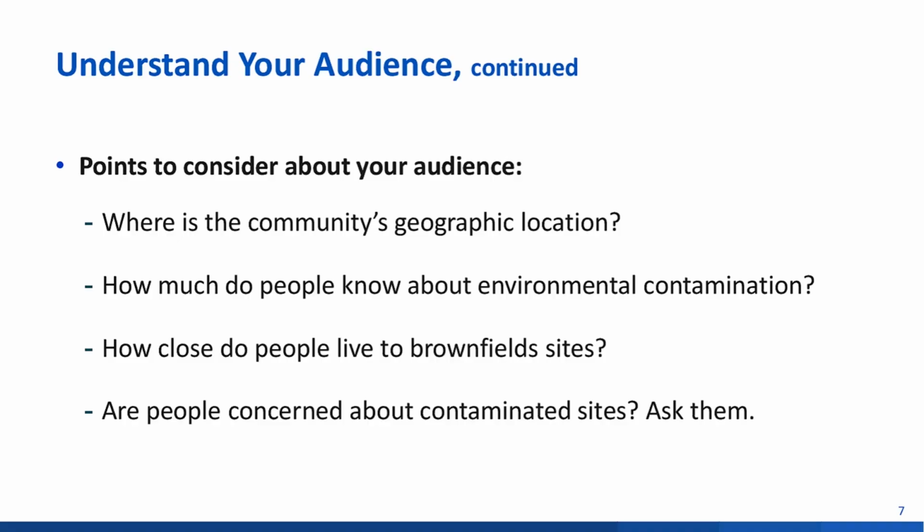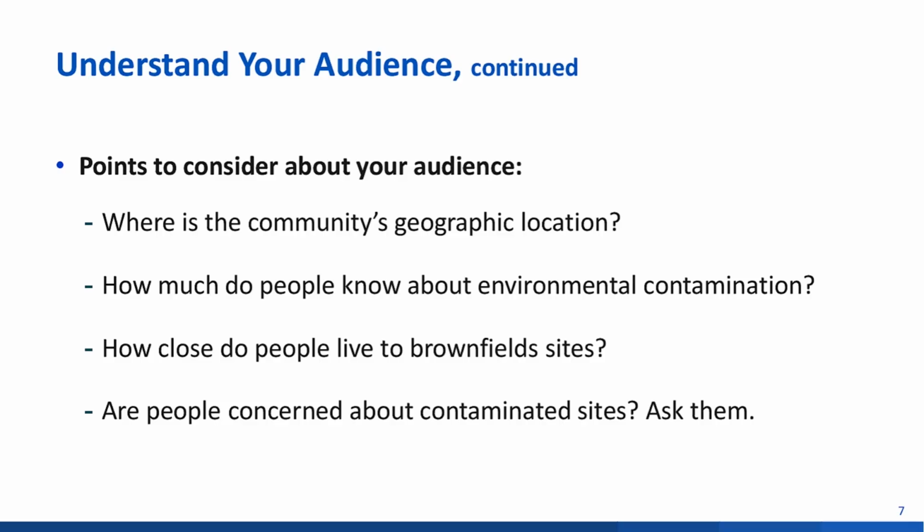Other points to consider when providing risk communication to communities is to consider your audience and where they're from. Geographic location is important. Reaching a community in a small town in southern Arkansas would be very different than reaching out to a community in Chicago.